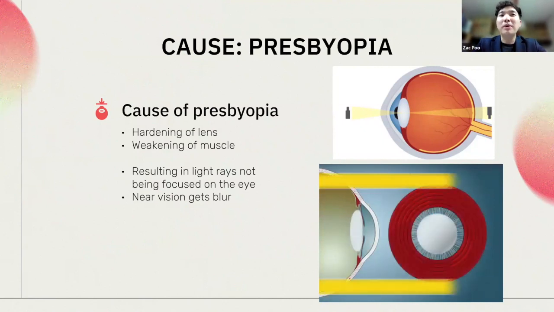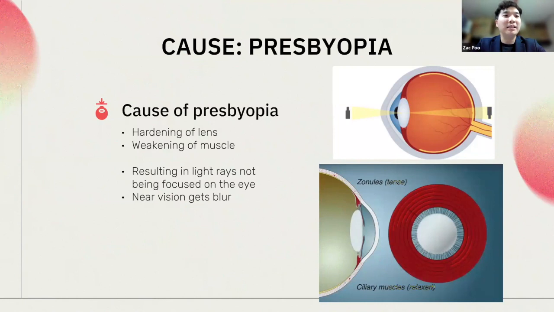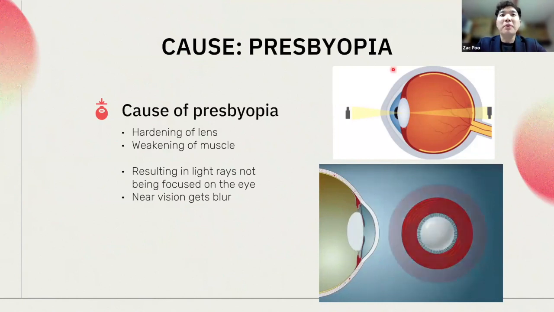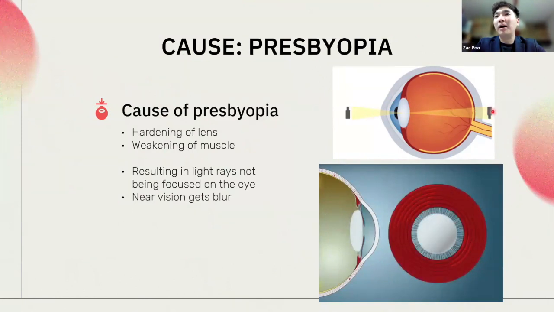So when we look at near objects, let's take a look at this eye over here. When you look at near objects, the light rays actually produce the image right after the eye.